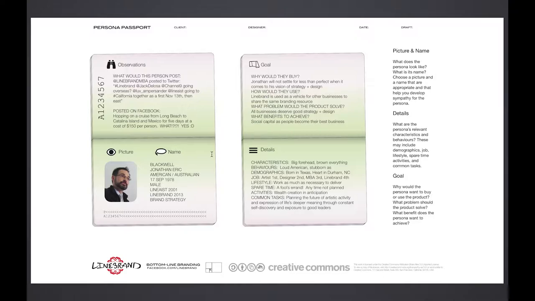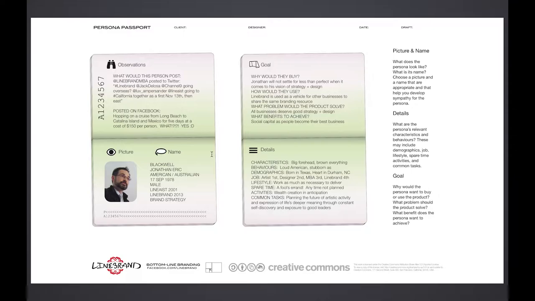So you have to know a little bit about their behavior. One way to know their behavior is if you ask them. You can survey your actual persona or several different people that make up your persona within a customer segment. What problem would the product solve? So all businesses deserve good strategy and design. That's this persona's opinion of the problem that the product of Linebrand is solving.